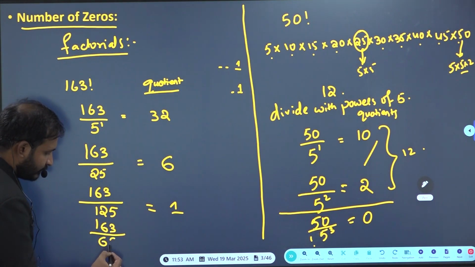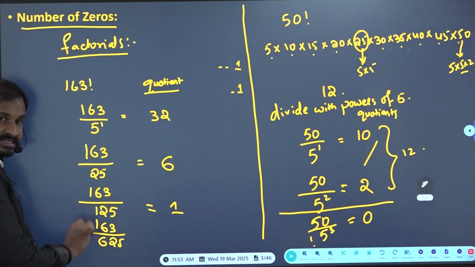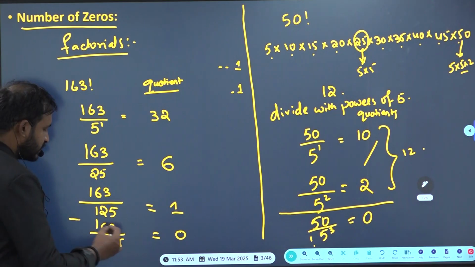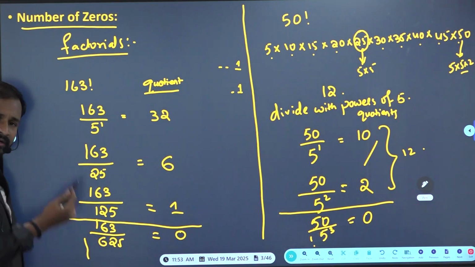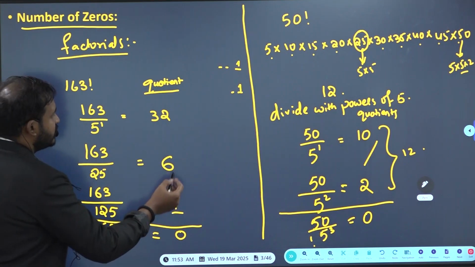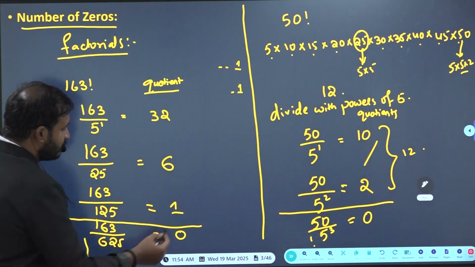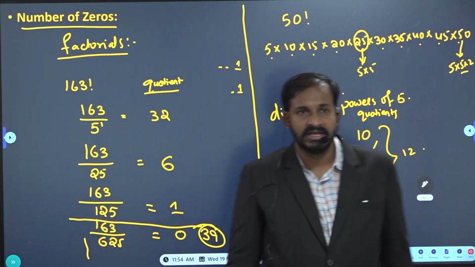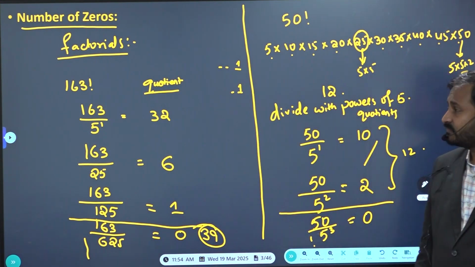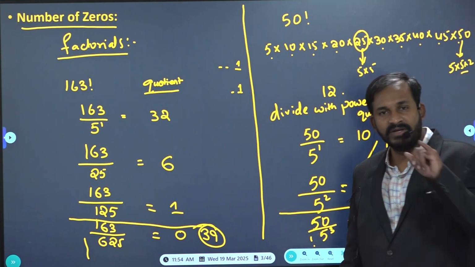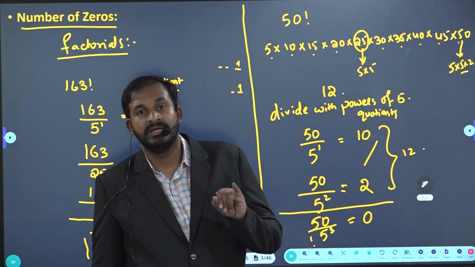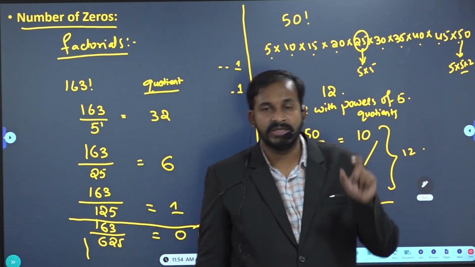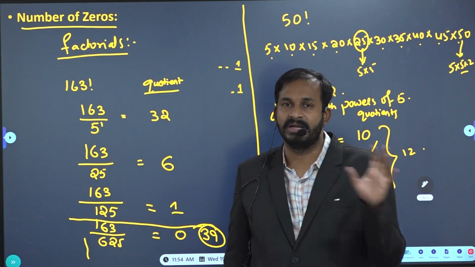Next power of 5 is what? 163 by 625. Here, my numerator is less than the denominator, right? So what is the quotient I will get? 0. So my process ends here itself. From here onwards, anyway, you will get all zeros. So now the number of zeros means what you will do? 32 plus 6, 38 plus 1, 39. So the number of zeros in 163 factorial is 39. Like this, we will find the number of zeros. If it is a normal question, remember carefully, we will do the prime factorization and check how many 2s and 5s are there. Based on the powers, whatever the minimum power you have, that many zeros you will have.